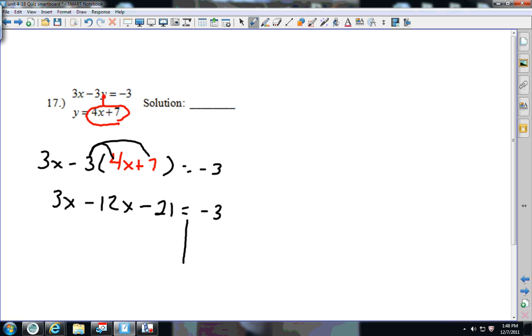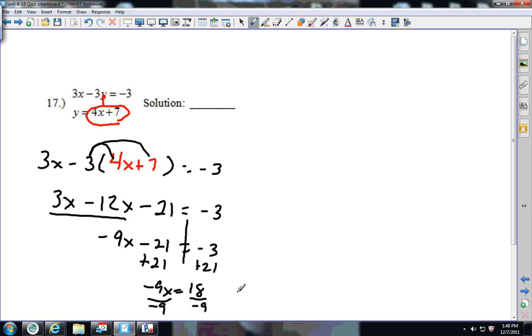Put your x's together. Negative 9x minus 21 equals negative 3. Add 21 to each side. I get negative 9x equals 18. Divide by negative 9. X equals negative 2. So I have negative 2.